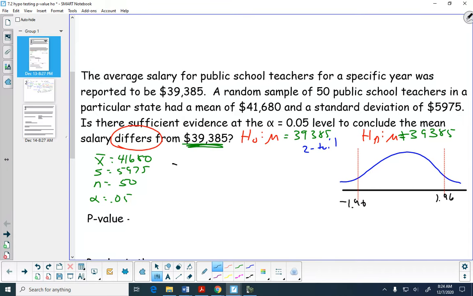We now do a z-test, which is x bar minus mu divided by standard deviation over the square root of n. So you throw in your values: 41,680 minus the 39,385, divided by the standard deviation, 5,975, then the square root of 50.